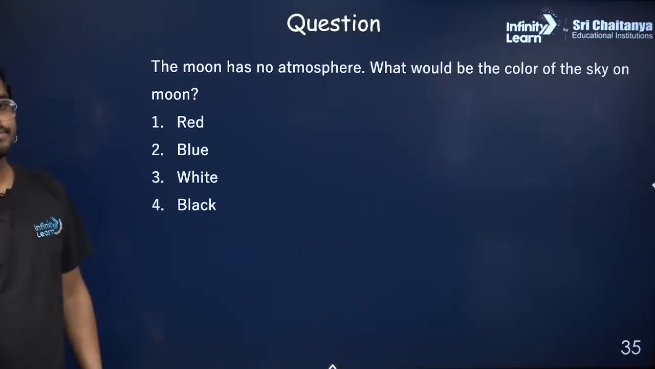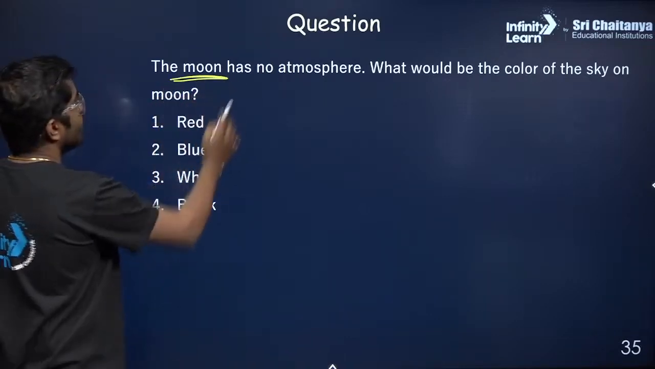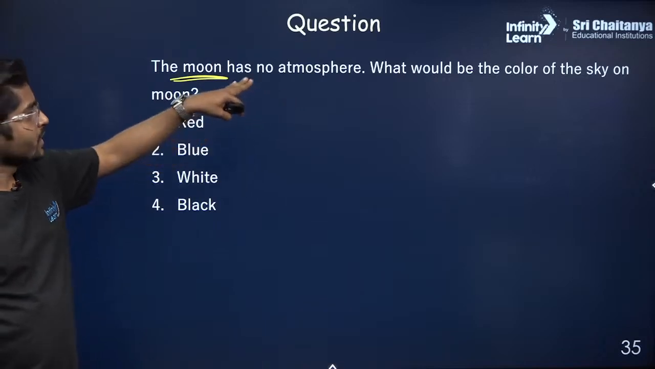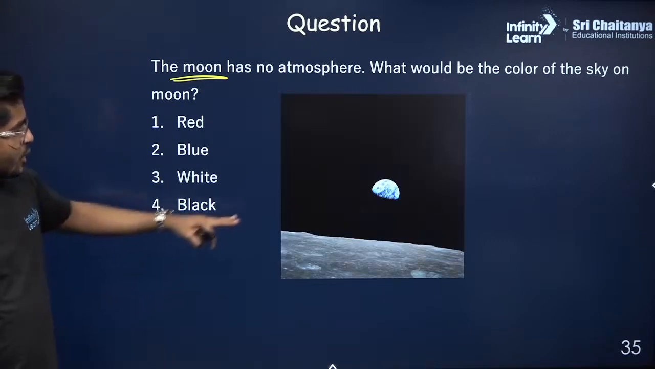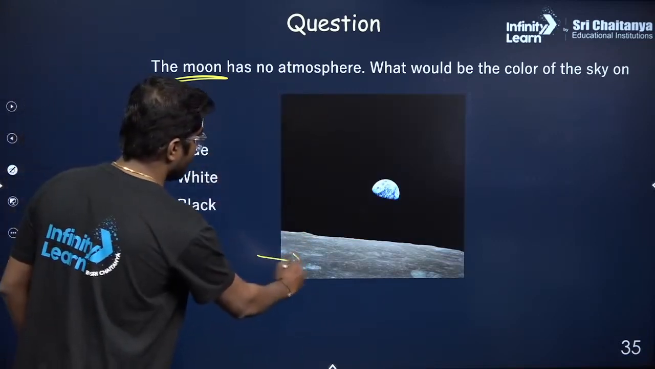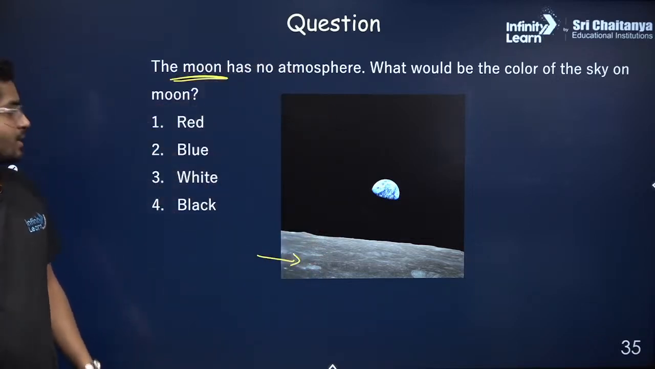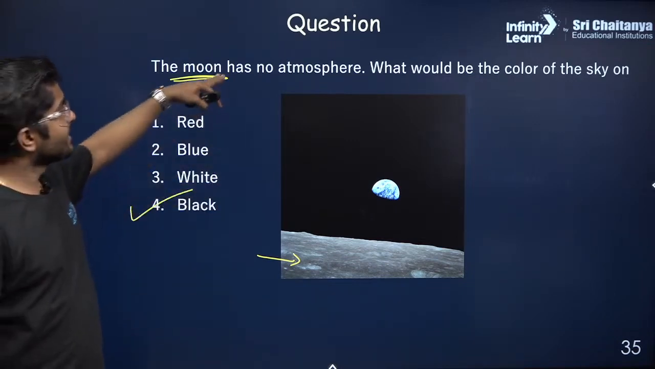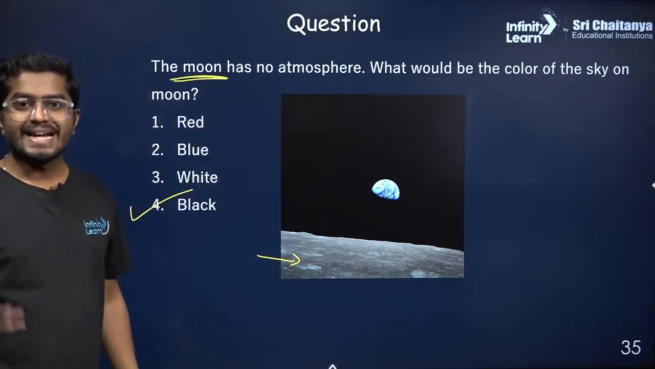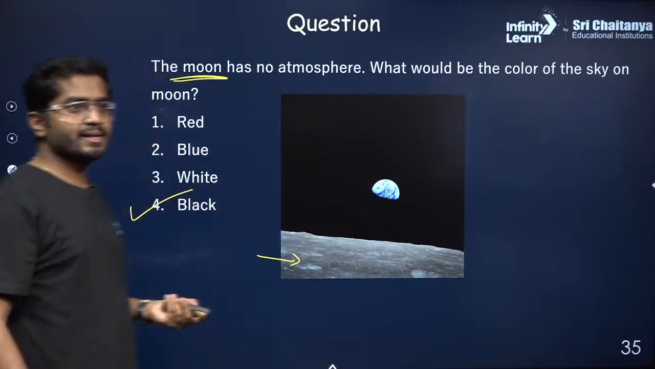Solve this. So the moon, our moon, does not have any atmosphere. So what will be the color of the sky on the moon? I'll give you a hint. You want a hint? There is a surface of the moon, and this is how the sky will look from the surface of the moon. And it should be black colored, because there is no atmosphere, so there is no scattering of the light. So the sky will appear to be black colored, no scattering, correct?